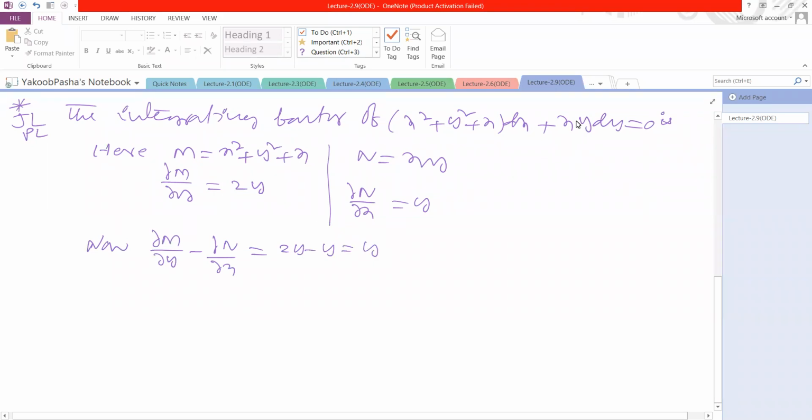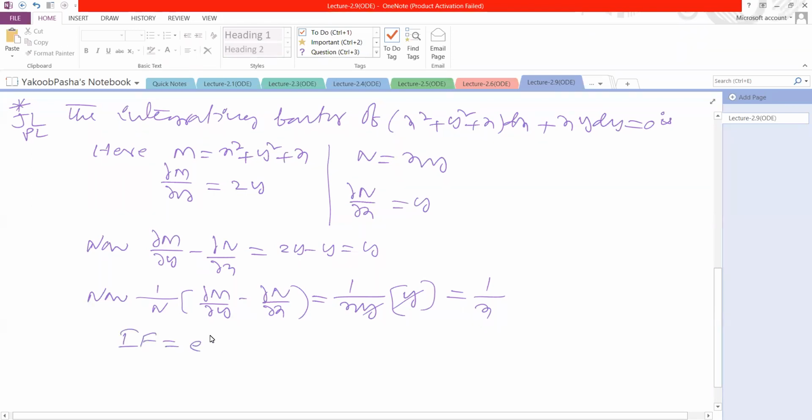If you divide with N, here y will be cancelled, x is there. So I am taking 1 by N of dou M by dou y minus dou N by dou x, which is equal to 1 by xy of dou M by dou y minus dou N by dou x, whose value is y. This is equal to 1 by x. It is a function of x. So the integrating factor is equal to e to the power of integral of 1 by x dx, that is equal to e to the power of log x, that is equal to x. x is the integrating factor of the given differential equation.